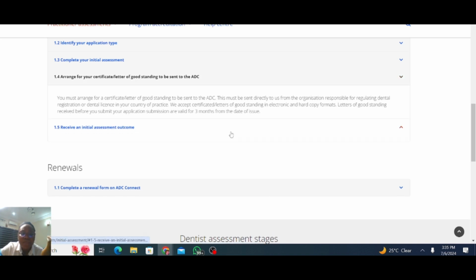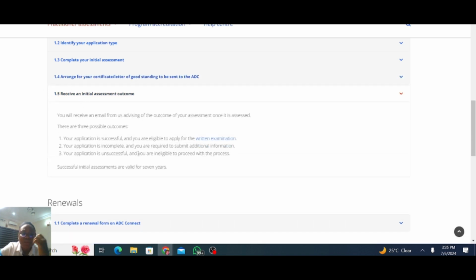Directly. Now, receive an initial assessment outcome. Once your assessment is received, there are three possible outcomes. Your application is successful and you're able to apply for the written exam. Your application is incomplete and you're required to submit additional information. Your application is unsuccessful and you're ineligible to proceed with the process. So these are three possible responses you will get.